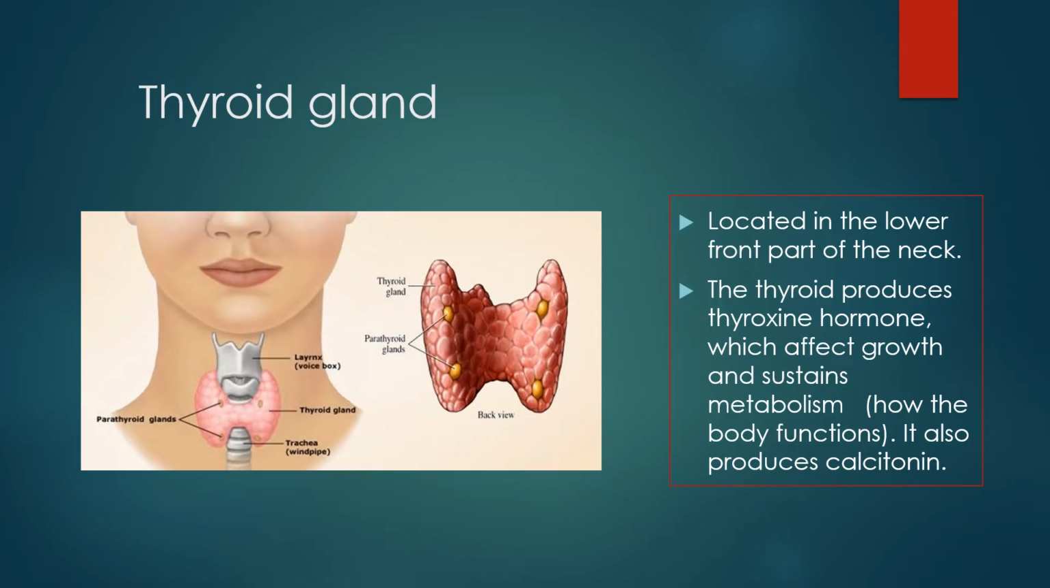We now move on to the thyroid gland, and this is located in the lower front part of the neck. Now, again, like the previous slide, thyroid produces thyroxine, and that's quite an easy way to try to remember it because they are very similar. This affects growth, sustains metabolism, and how the body functions.